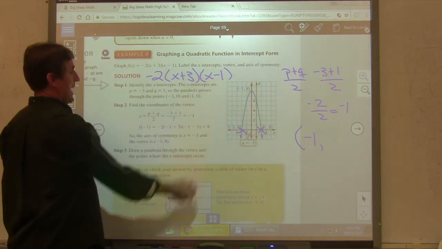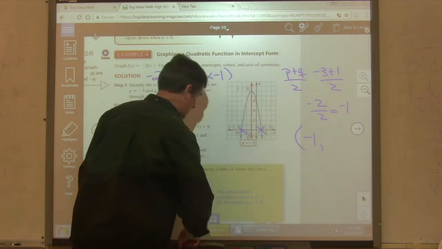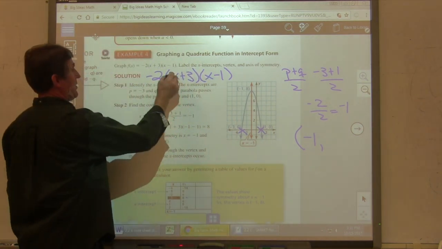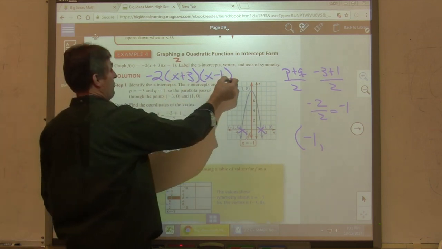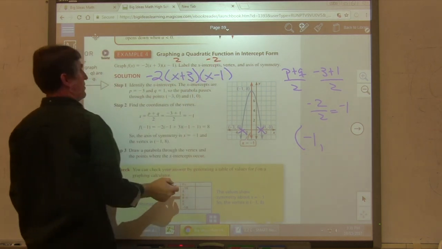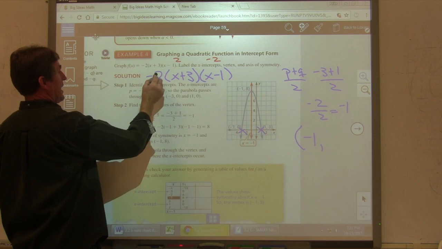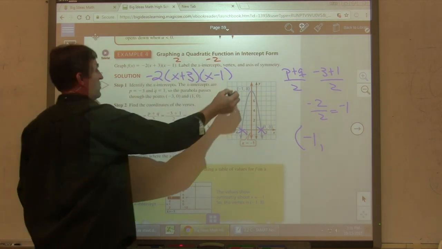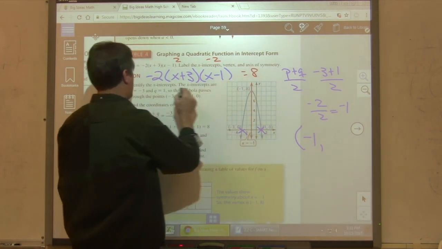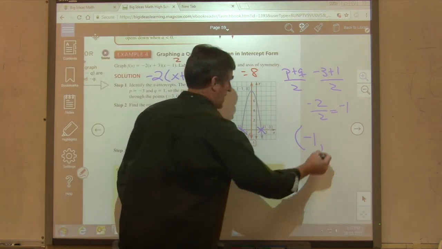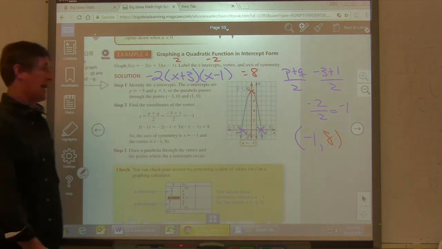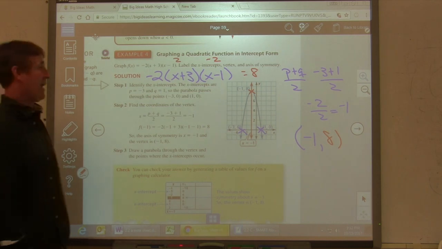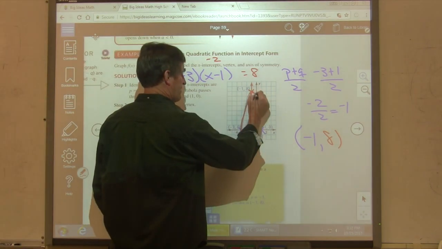Now we simply plug negative 1 back in. So we're going to plug negative 1 in here. Negative 1 plus 3 would be 2. And negative 1 minus 1 would be a negative 2. And if we multiply this all together, 2 times 2 times 2 is 8. And then we have 2 negatives, and so that's a positive 8. And so now we can label our vertex at negative 1, 8, and we can draw the graph.